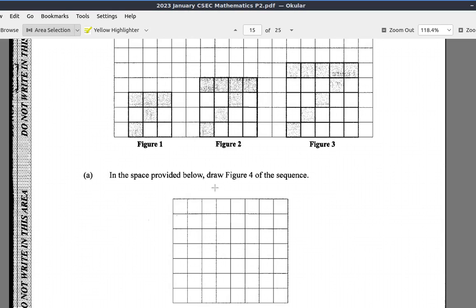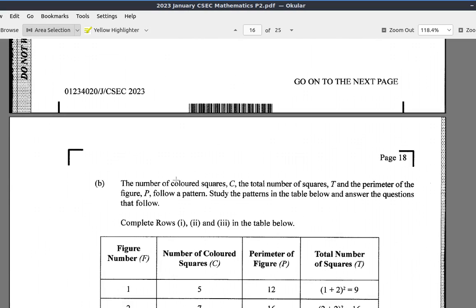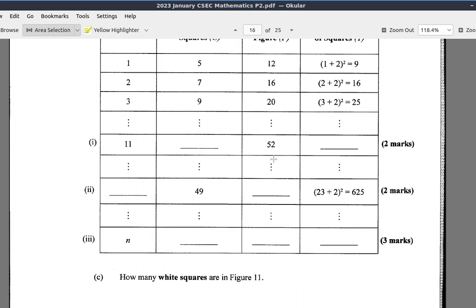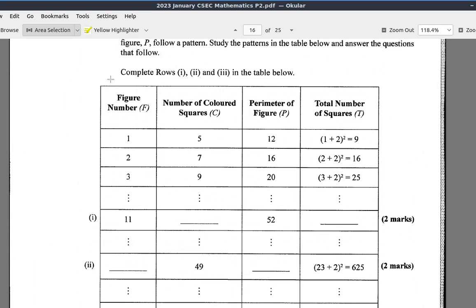Let's see what else it said. The number of colored squares, C. The total number of squares, T. And the perimeter of the figure, P, follows a pattern. Study the pattern in the table below and answer the questions that follow. Complete rows 1, 2, and 3 in the table below. Alright. So we should complete rows 1, 2, and 3.